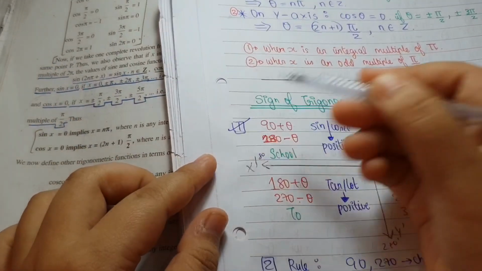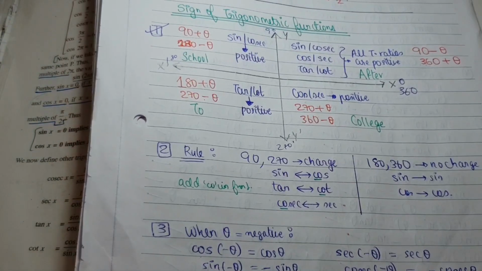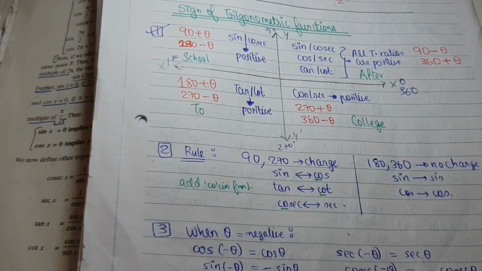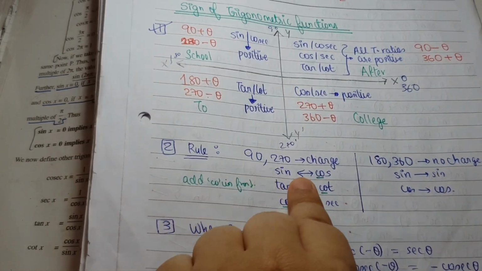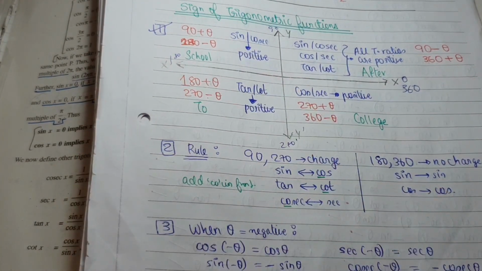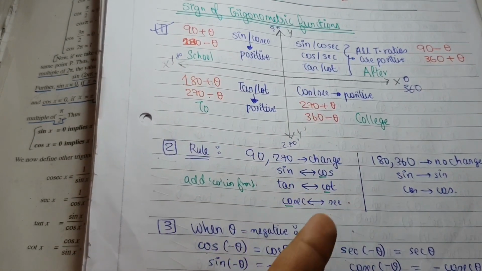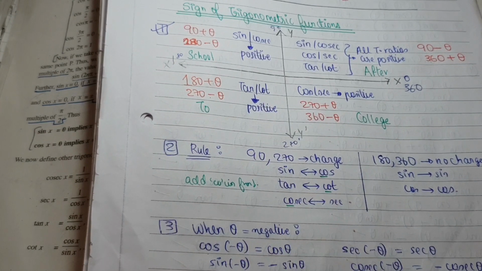So we'll take that. Great. The second is a very simple and very small rule to talk about. That is, when does the given trigonometric ratio, or function, change from one to another? You can understand this better when you have applications for it, but for now, let's just learn them up. When you have 90 and 270, it changes. Sine to cos to sine, tan to cot to tan, cosec to sec, and sec to cosec. Okay. Now, how to remember this?